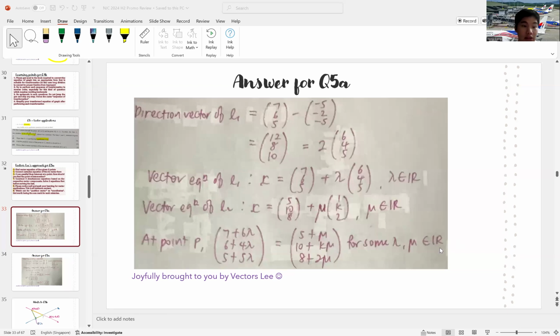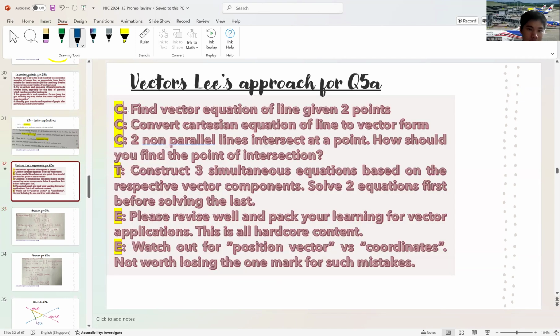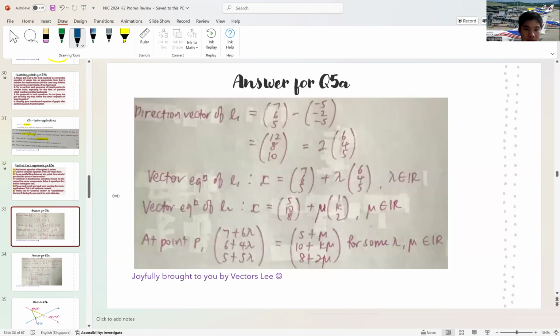All right, so I've directed you to my answers. Okay, so this one, I'm going to label based on the content knowledge that you need to know. Because I said already, this question is based on hardcore content. So I'm going to call this one C1. Find the vector equation of a line given 2 points.